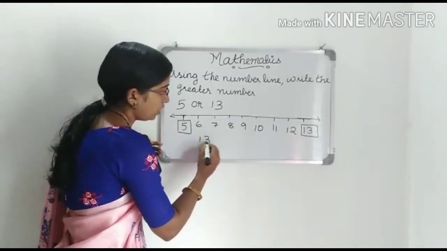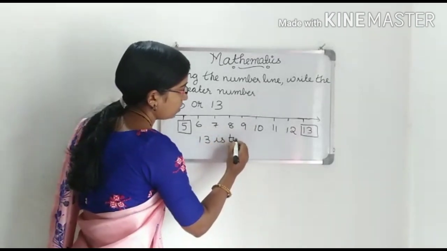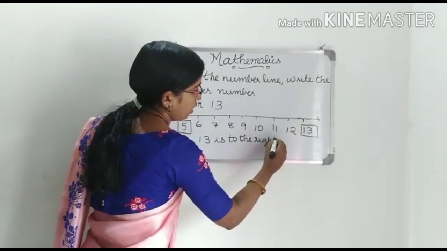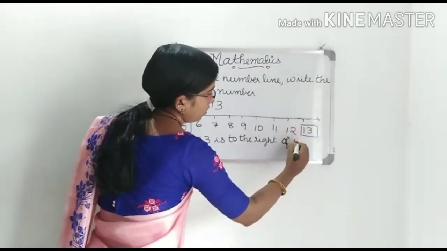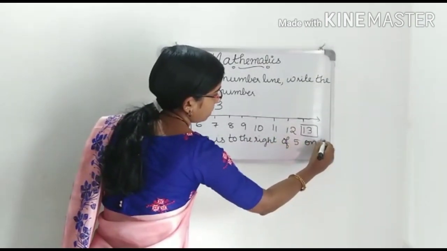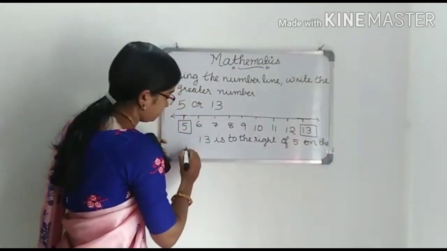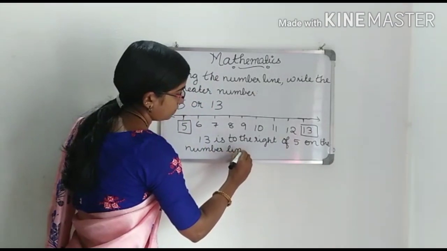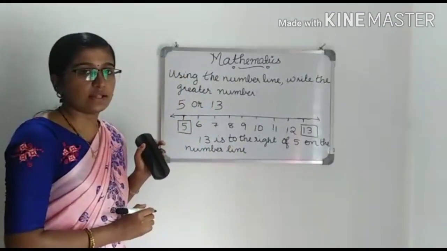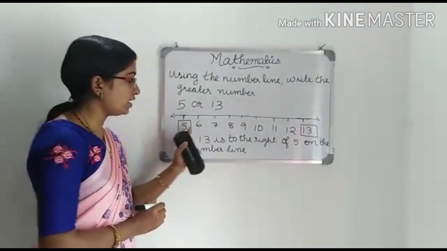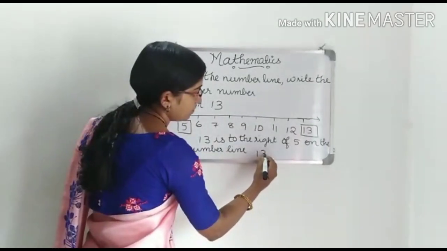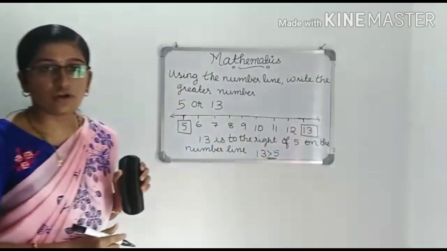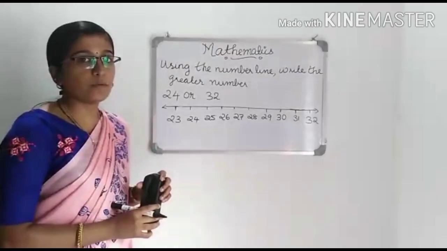13 is to the right of 5 on the number line. So we can say that 13 is greater than 5. Is it clear, children? Let's do one more problem.